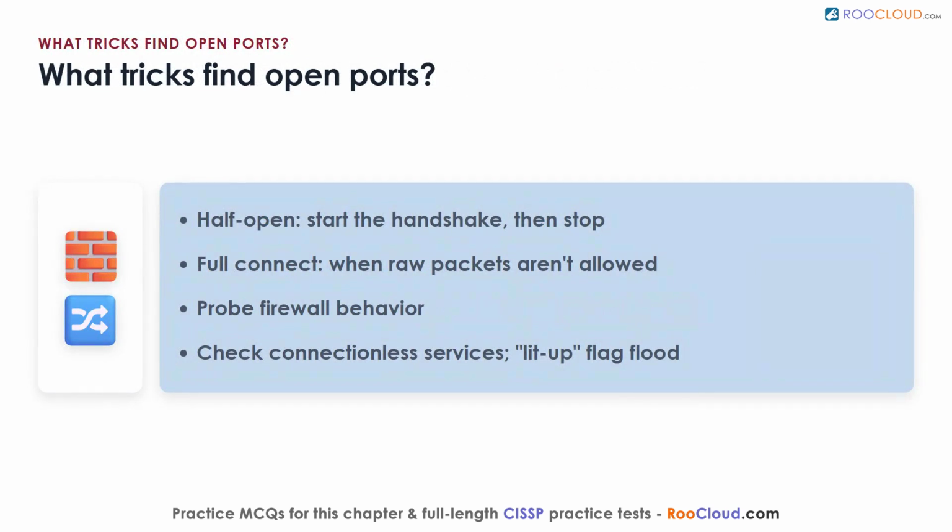What tricks does a scanner use to find open ports? It sends specially shaped packets and reads how the system reacts. One technique sends a single connection request and watches for the handshake to begin, then stops, which is why it is called half-open scanning. Another opens a full connection when the scanner lacks permission to craft raw packets. A third probes how the firewall itself behaves. Others quietly check connectionless services or flood a packet with so many flags it is said to be lit up like a holiday tree. Each trick coaxes a different tell out of the target.